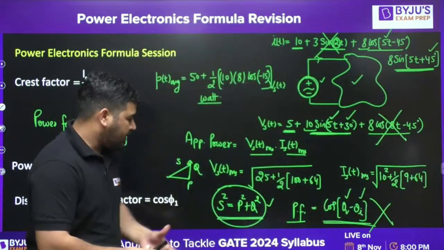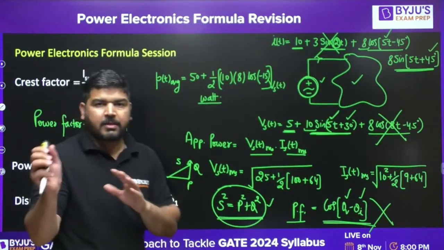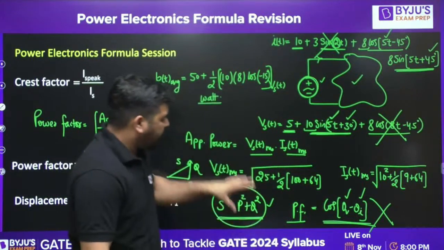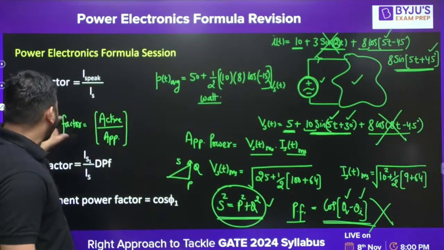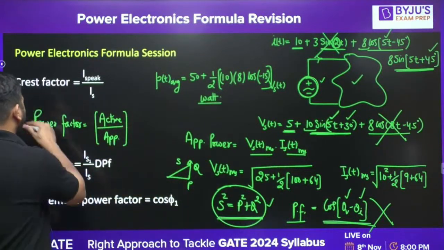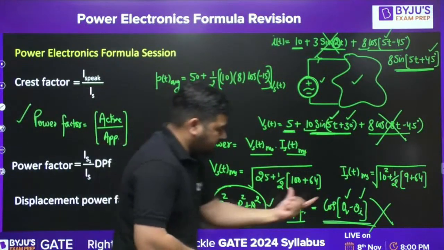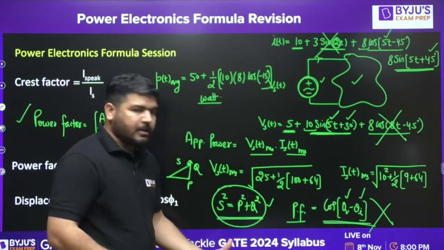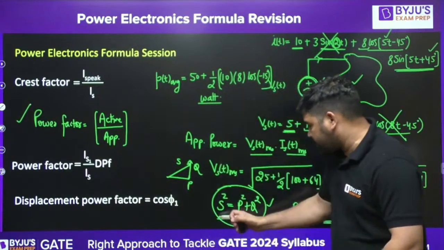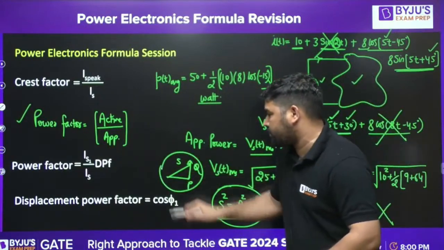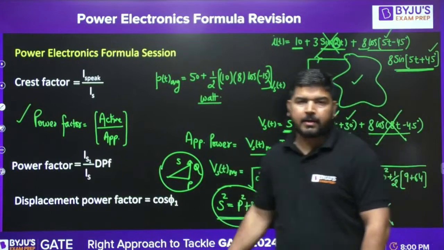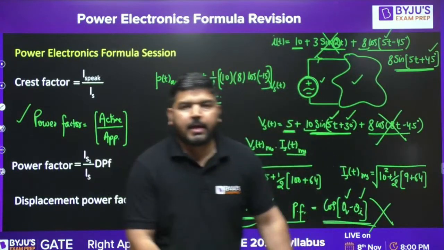Anyway, I will discuss this formula maybe in some other session, but be careful about this, and remember how to calculate the power factor. This is the standard formula for power factor. Power factor is not this. This is not applicable everywhere, and you cannot apply this formula. Similarly, the power triangle is also not applicable here. So you have to be careful about this.